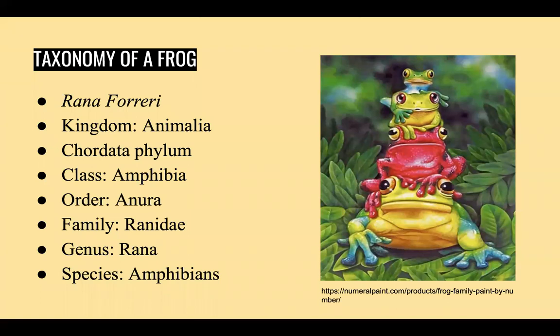So for the frog, the taxonomy name is Rana ferreri. The kingdom is Animalia, and it's a part of the Chordata phylum. Its class is Amphibia. The order is Anura. The family is Ranidae. The genus is Rana, and the species is amphibians.